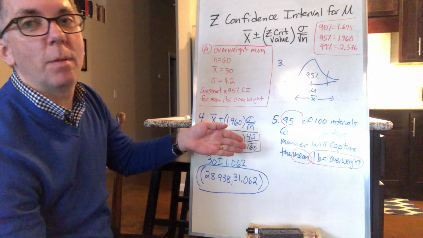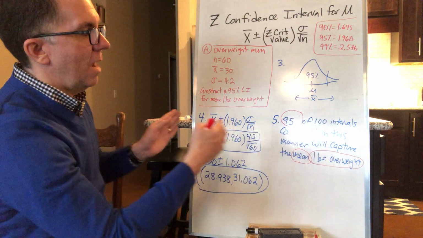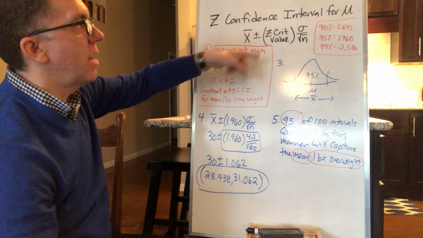So that's our first problem. Our next video, we'll have another one. And we'll look at how our confidence interval can get wider or narrower based on some of our values that we put in here.